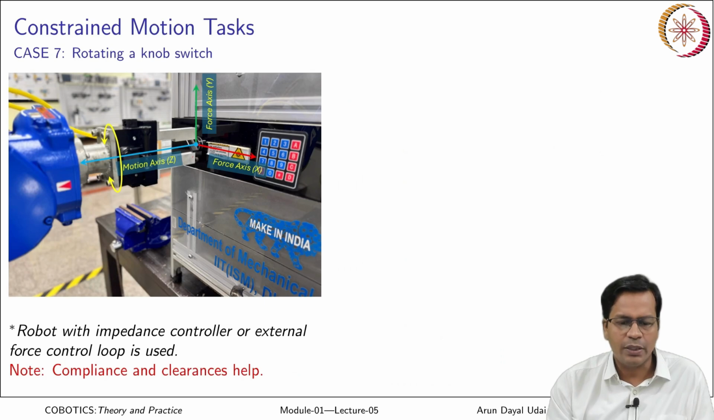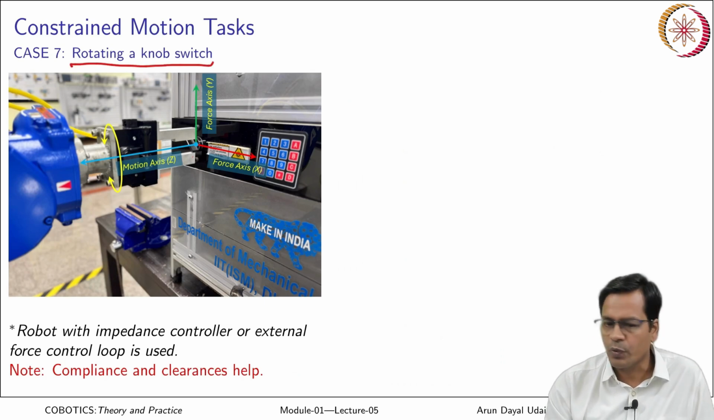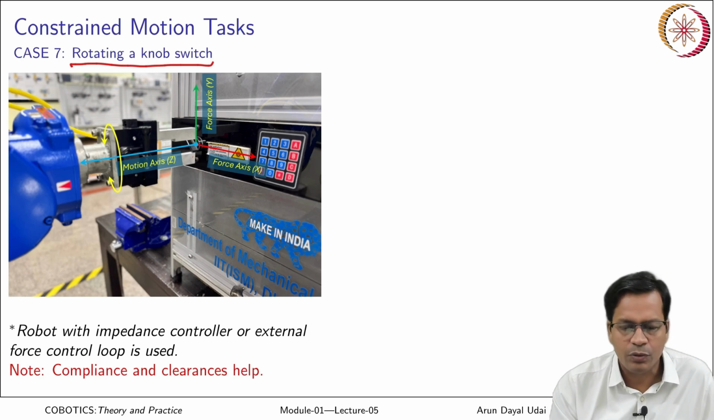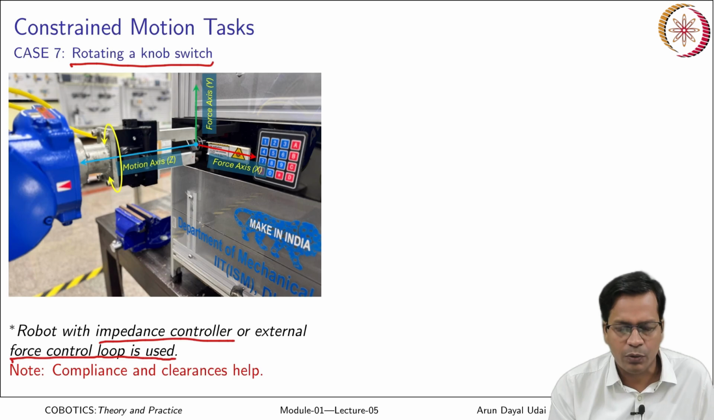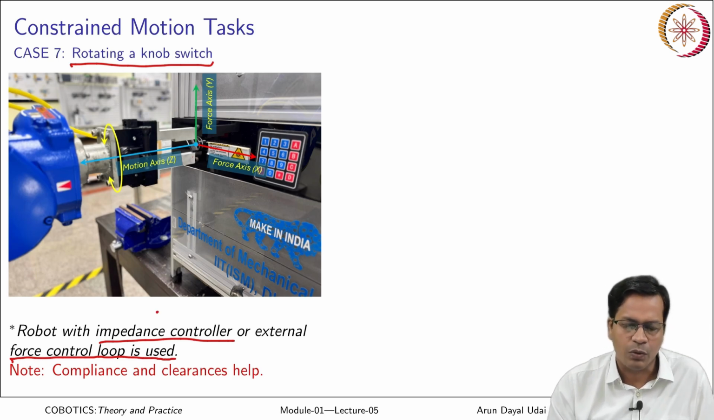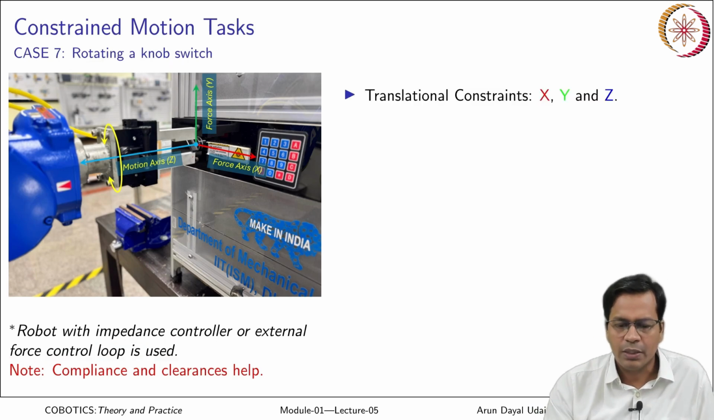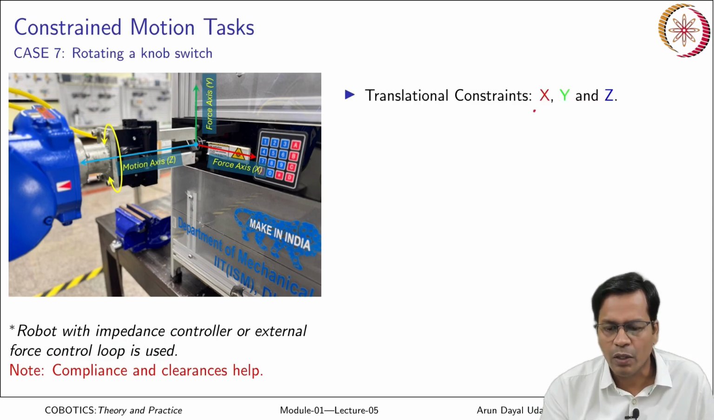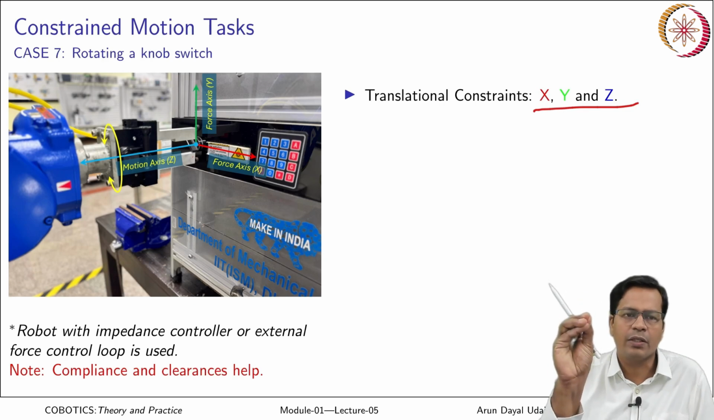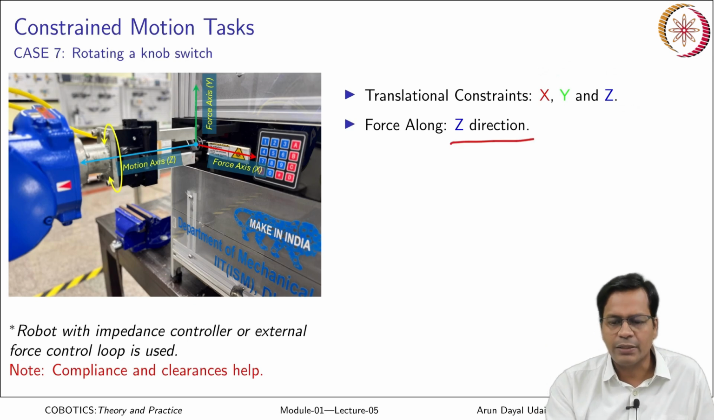The next one is rotating a knob switch. How is this done? Again, you need to have an impedance controller or an external force control loop in case of a standard industrial robot. This could be a cobot also. So, compliance and clearance definitely is going to help you here also. Translational constraint, you cannot translate. Once you have held the knob, you cannot translate anymore. Force along z direction is required to establish the contact.